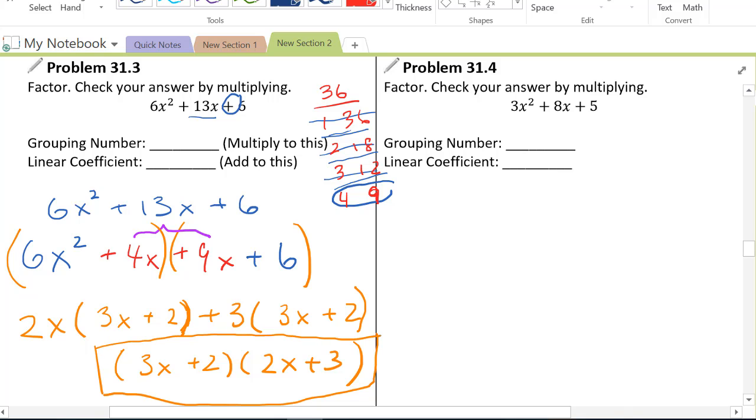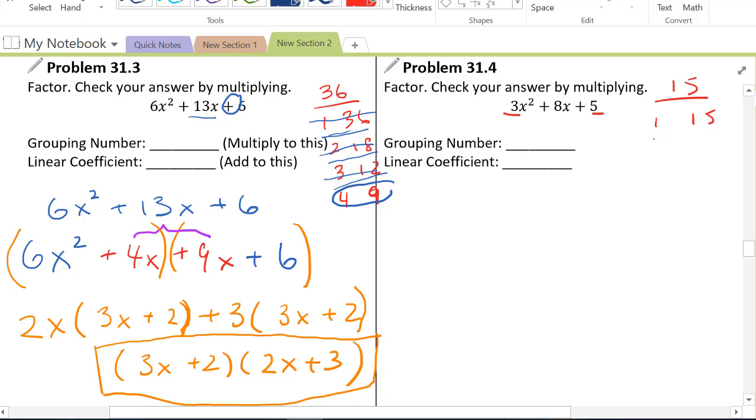Okay, that's how you factor it. All right, let's look at another one. For the next one, same thing. There's 3 terms, so I'm going to use the AC method. 3 times 5 is 15. Now list the factors of 15.